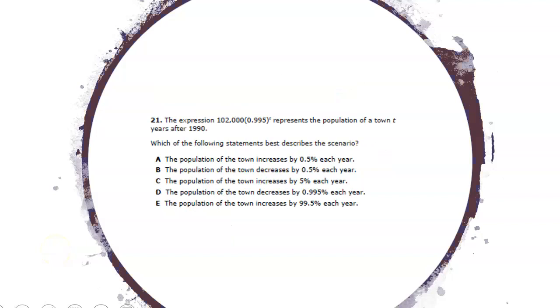The expression 102,000 times 0.995 to the T represents the population of a town T years after 1990. Which of the following statements best describes the scenario? First thing I would say is less than 1, so we know this is decay. So this says increases, increases, increases. So B, the population of the town decreases by 0.5% each year, or it decreases by 0.9995% each year.